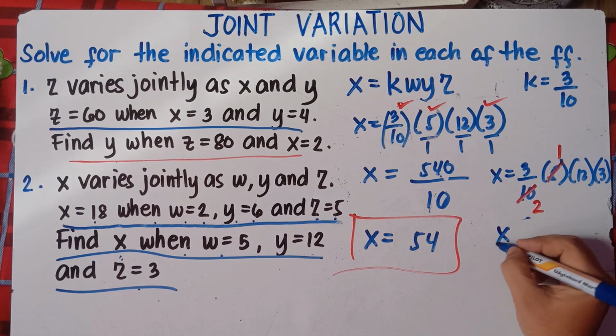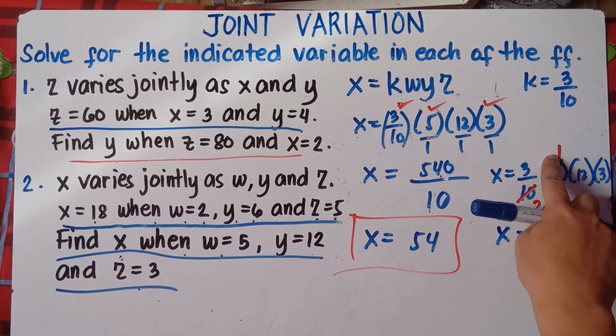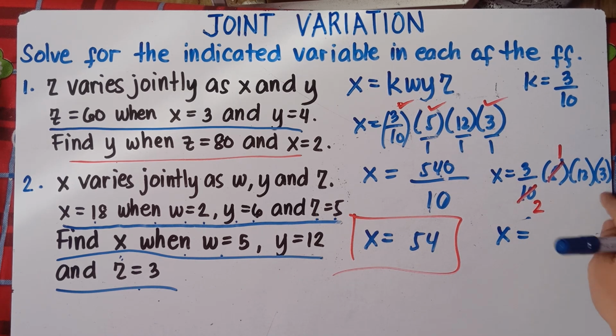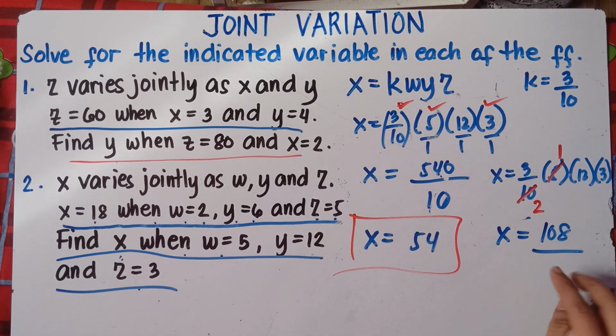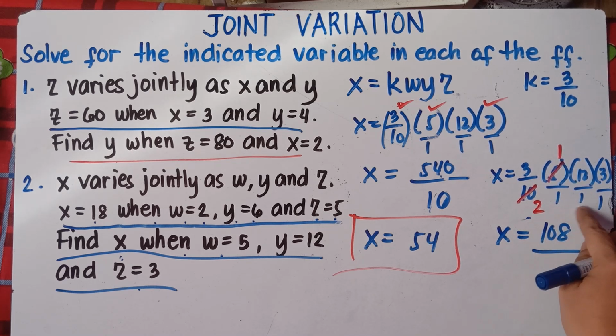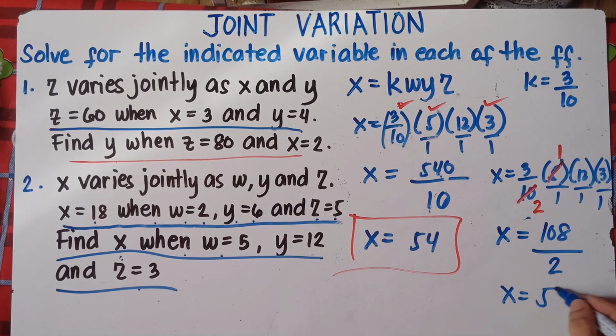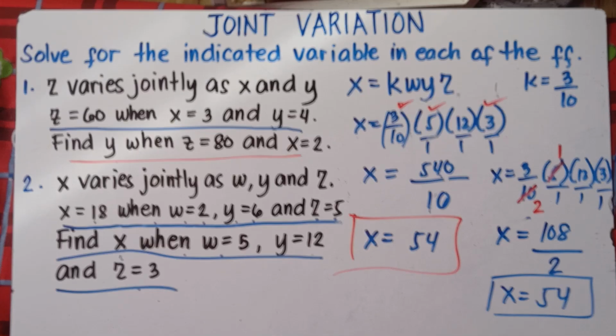Alright, so once again, 3 times 1 is 3, times 12 is 36, times 3, that's 108. Divided by, understood that there's 1 here. So 2 times 1 times 2 times 1 is 2, times 1 is 2. 108 divided by 2, you will get the same answer, class, 54.